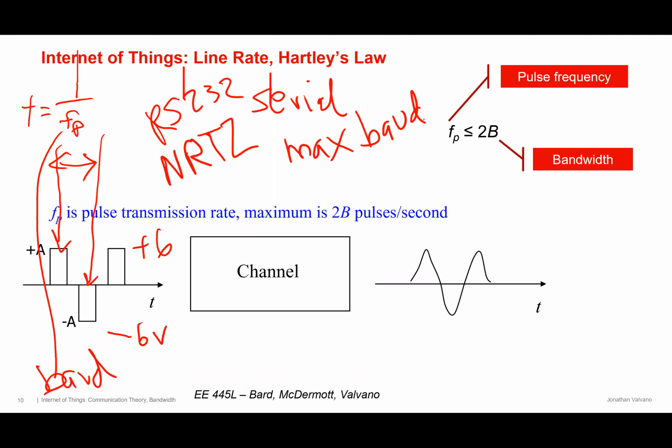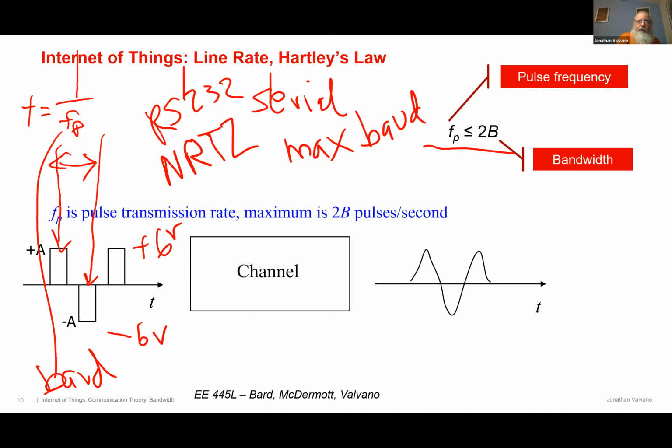It depends on the channel. What do I need to know about the channel? The bandwidth, the filter bandwidth. That's the answer to the question I just asked. The maximum, because on an RS-232 line, you're sending 1 bit per pulse, encoded as a non-return-to-zero plus or minus 6 volt voltage.